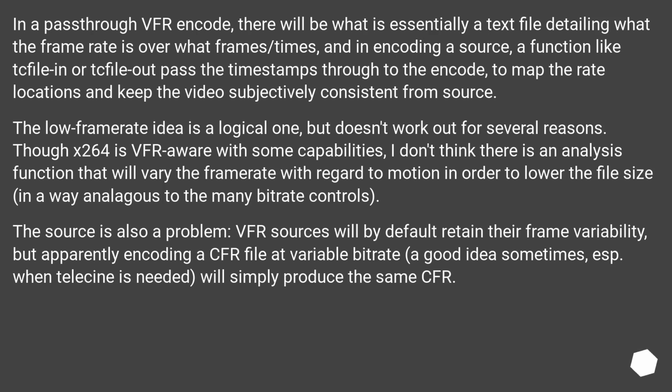Though x264 is VFR aware with some capabilities, I don't think there is an analysis function that will vary the frame rate with regard to motion in order to lower the file size, in a way analogous to the min bitrate controls. The source is also a problem. VFR sources will by default retain their frame variability, but apparently encoding a CFR file at variable bitrate, a good idea sometimes, especially when telecine is needed, will simply produce the same CFR.